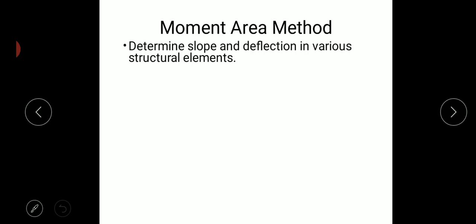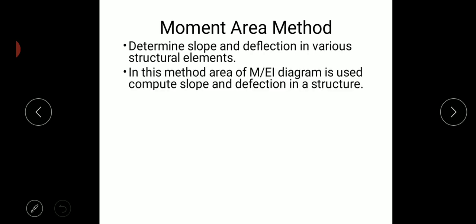So moment area method, this is the importance of determining the deflection values for the structural elements. As the determination of deflection values is important, in the same way slope values are also important. Whenever there is a deflection, there will be the creation of slope. Therefore, just as the determination of deflection is important, the slope also matters a lot. So the next thing is the moment area method.